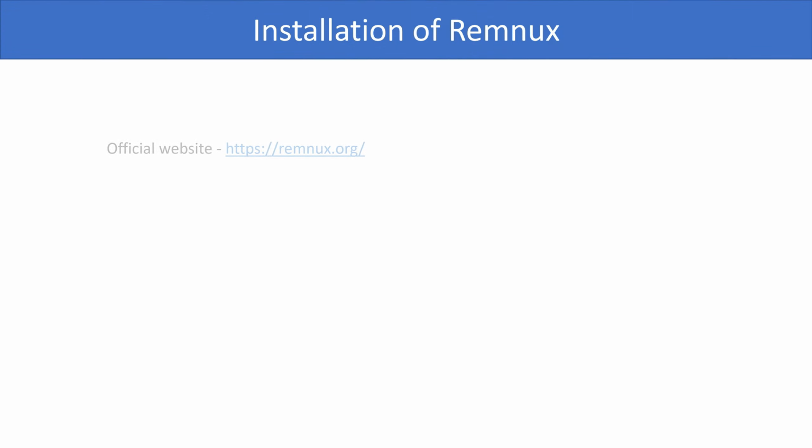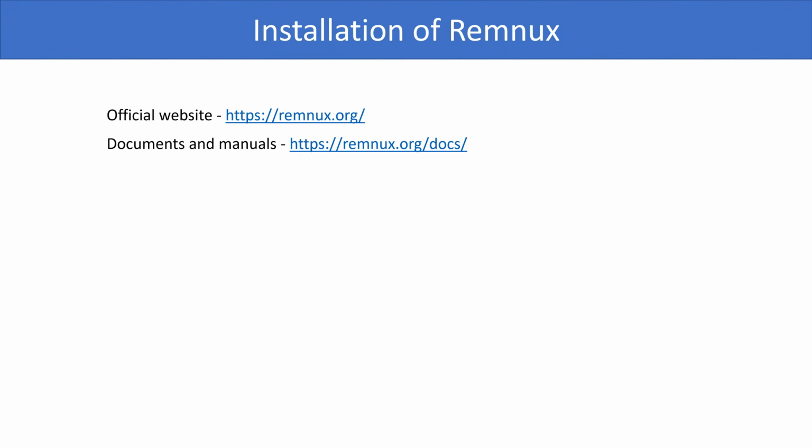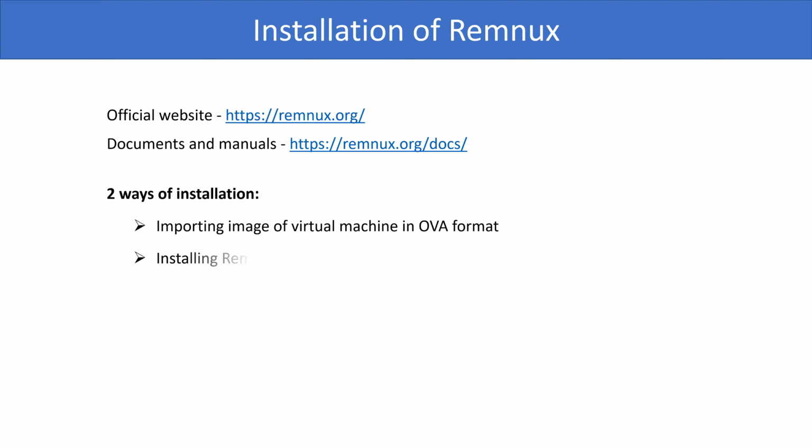You can download Remnux from the official website, as shown on the slide. There, you'll find detailed instructions on how to install and configure the system. Additionally, you'll discover a list of programs included in the distribution for file analysis. There are two methods available for installation. The first and simplest method involves importing a ready-made virtual machine image into VirtualBox or VMware Player. The second method involves installing Remnux on an existing 64-bit Ubuntu system.